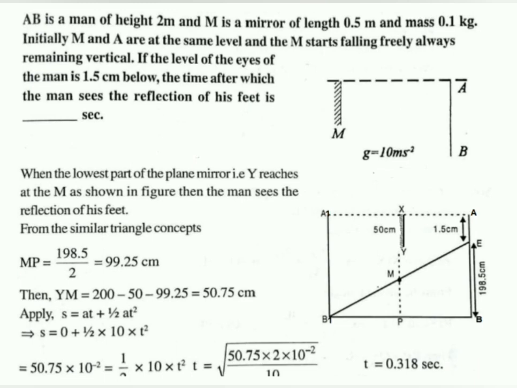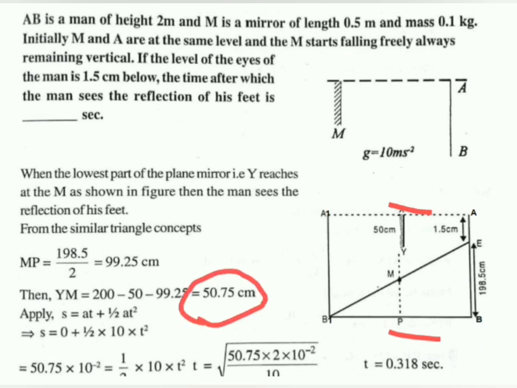And once you get this MP distance, you can easily find the distance YM, because the total distance from X to P is 200. So from 200, you will subtract the height of the mirror, that is 50, and you will subtract the distance MP, which is 99.25. We get the distance from Y to M as 50.75.